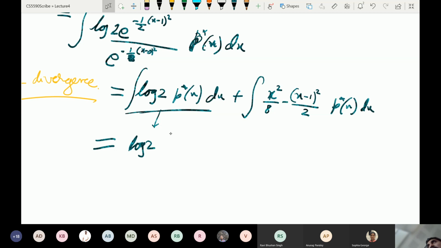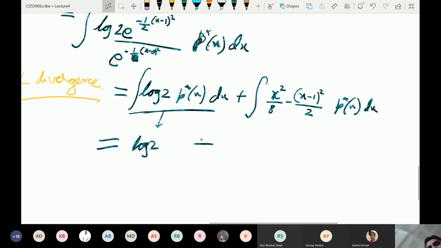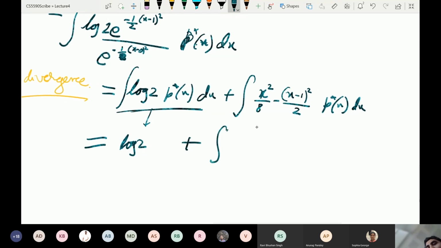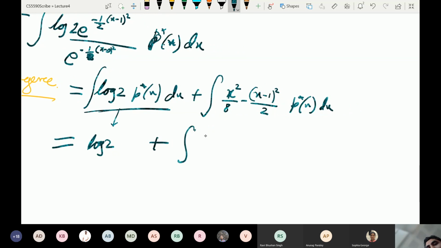What is the integral of the density function? 1. So what is taking so much time? So it's log 2, right? So this is log 2 plus integral. Now we know the funda. We just need to collect terms of x square. So what are the terms containing x square?